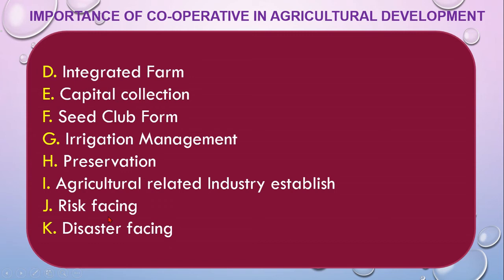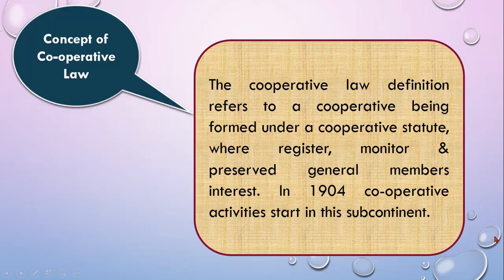And then risk facing and disaster facing. If a disaster like flood or cyclone, then an epidemic condition of insects, or sometimes some enemy or some illegal people destroy the crop. At that time, if they work together, that means work combined in a cooperative, then it will help his production. So this is all about the importance of cooperative.